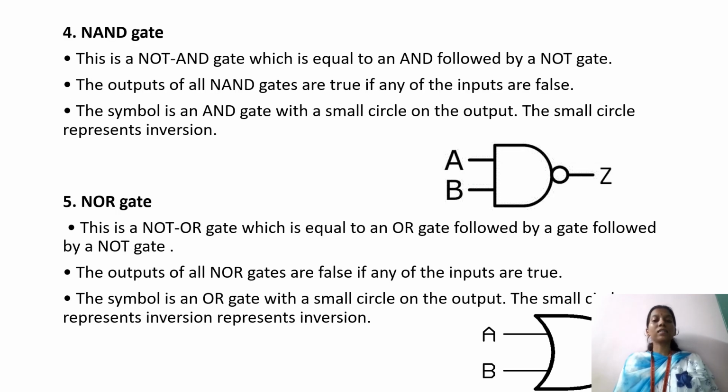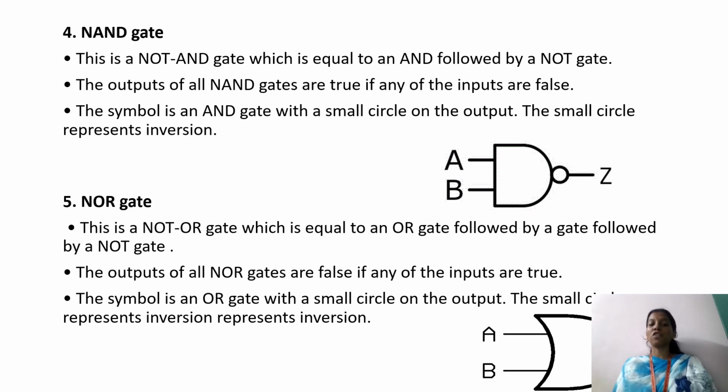Next is the NAND gate. It is a combination of NOT and AND gate, which is equal to an AND gate followed by the NOT gate. And the output of the NAND gate is true if any input is false. The symbol of NAND gate has a small circle on the output. The small circle always represents the inversion. Here we can see the AND symbol and NAND symbol.